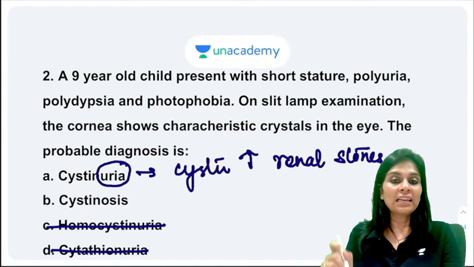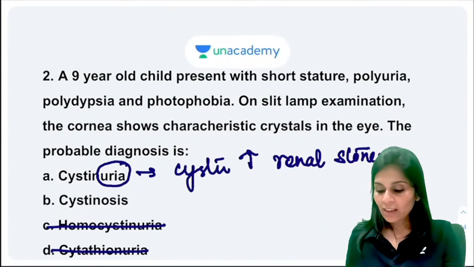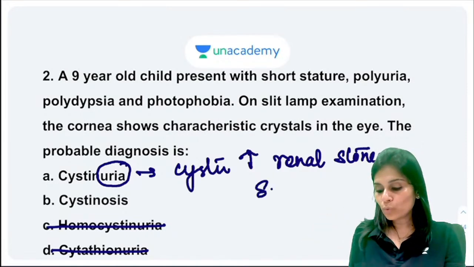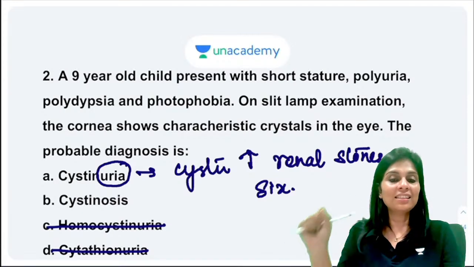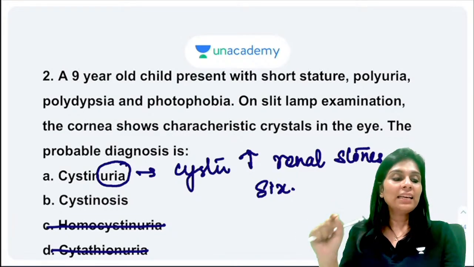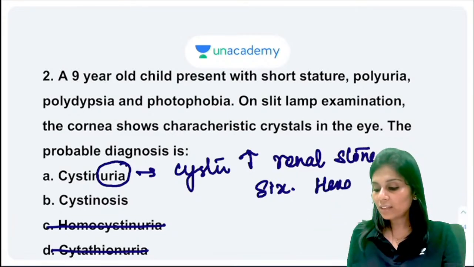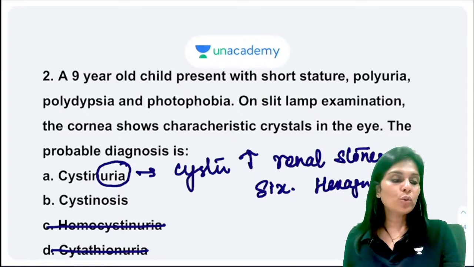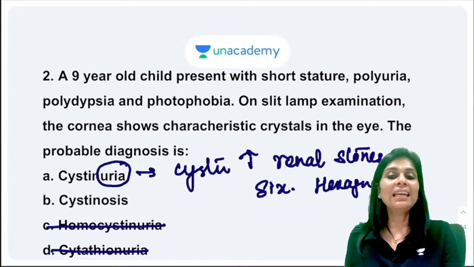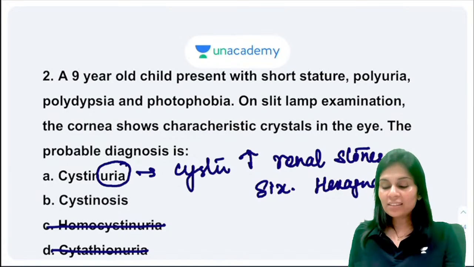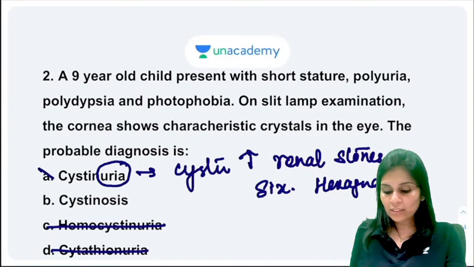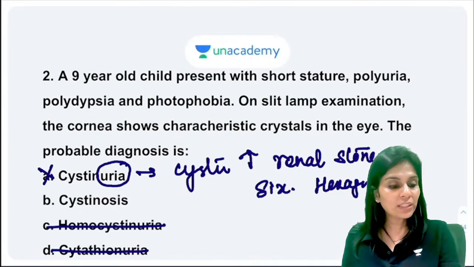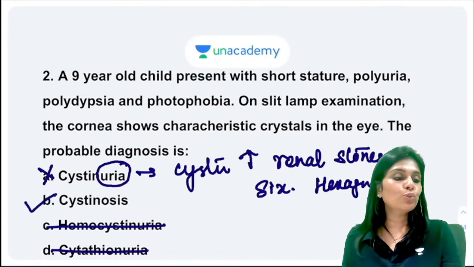They will present with recurrent obstructive uropathy. And cystine and 6 sound similar. Yes or no? Tell me quickly. Cys and 6 sound similar, right? And cystine crystals are hexagonal crystals. On microscopic examination, what will you find? You will find hexagonal crystals. So is this cystinuria? Do you see anything related to renal stones? No. Okay. So this is not cystinuria. So what are you left with? You are only left with cystinosis.